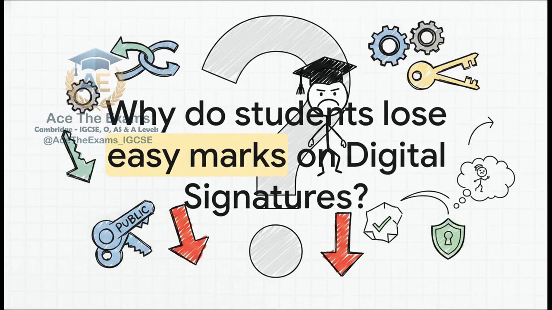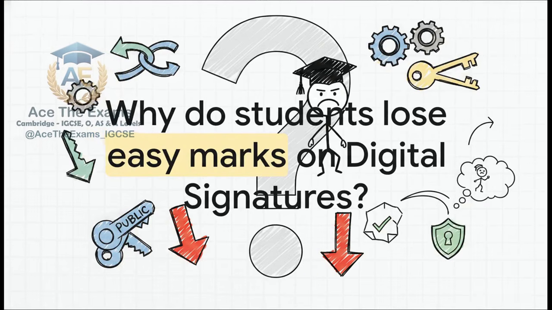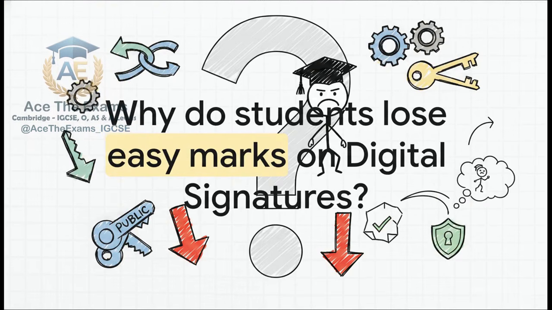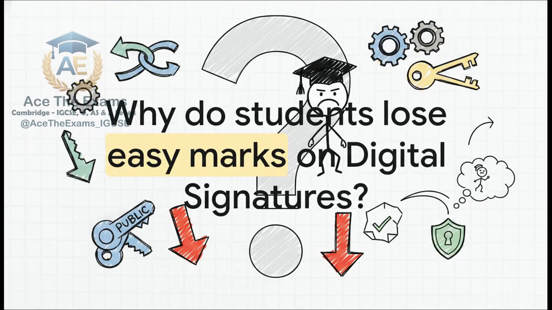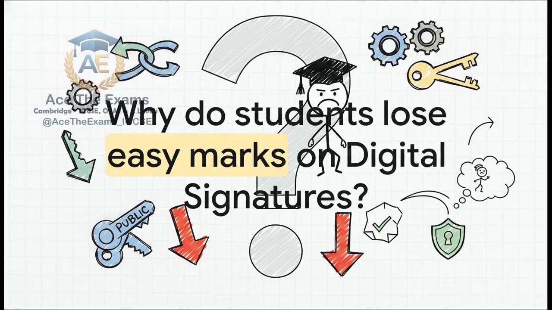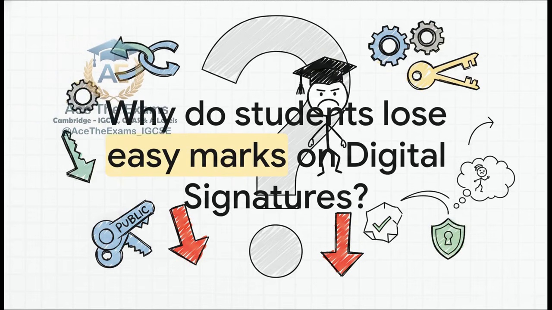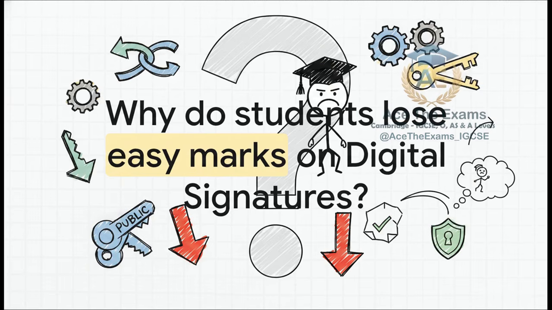It is the million-dollar question, isn't it? Why do students like Alex and Sam lose easy marks on digital signatures? Picture this. You spend hours, literally hours, memorizing asymmetric encryption protocols, SHA-256 hashing algorithms, and the intricate mechanics of public and private key pairs. You walk into the exam room feeling completely confident, like you own the place. Yet when results day comes around, those specific authentication questions somehow drain your overall score.